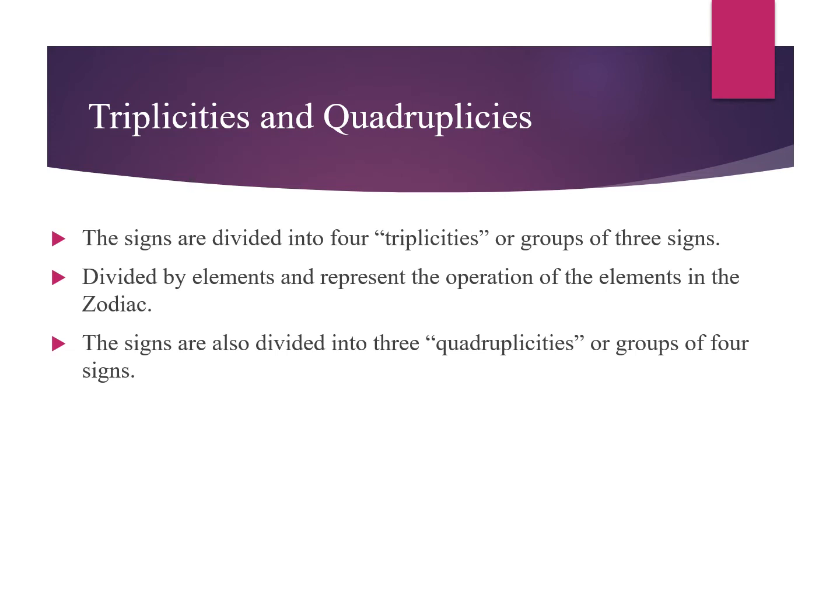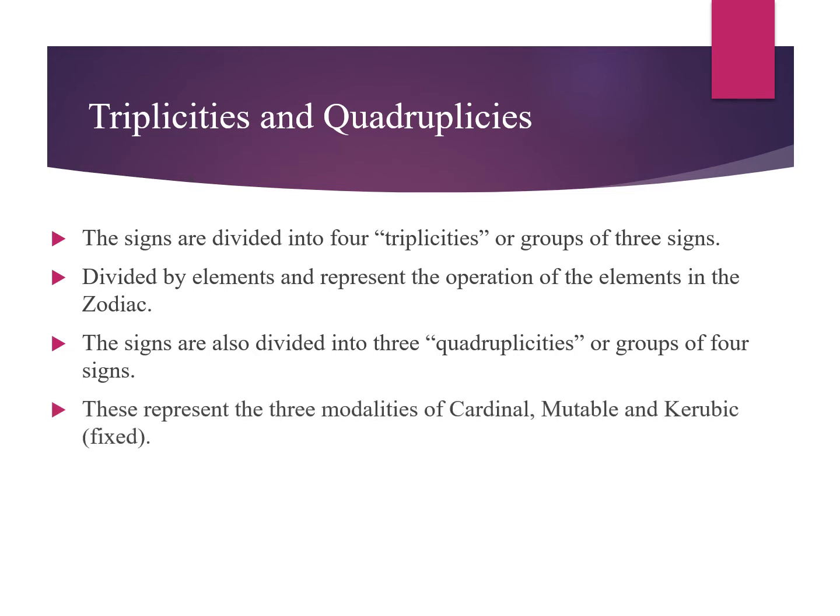The signs are also divided into 3 quadruplicities, or groups of 4 signs. These represent the modalities of each sign, whether it be cardinal, mutable, or cherubic, which is more commonly today called fixed signs. So the energy of each of the signs in the zodiac is a combination of the modality and the element. And when you look at that, you get 12 distinct signs.